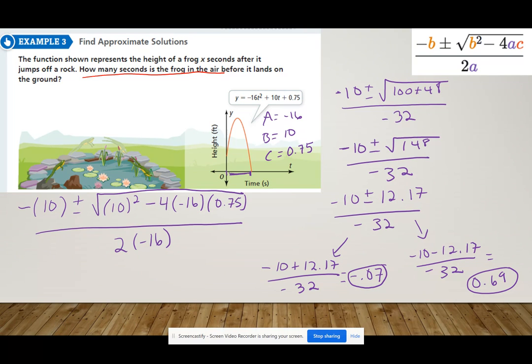So when that frog jumps from the rock until he hits the ground, this spot right here, could that be negative? In this case, no. So we have to get rid of that answer there. That does not make sense, that it would take negative 0.07 seconds. So our only solution is this. This only has one solution in this case, and that is it would take 0.69 seconds, or that much of a second, to land on the ground.